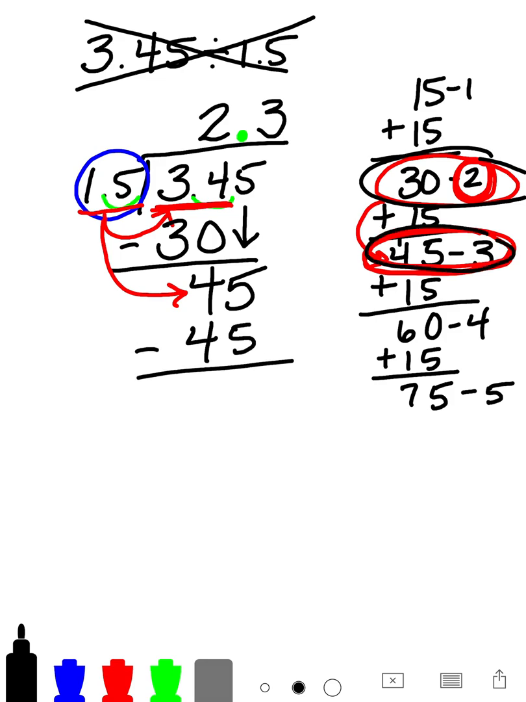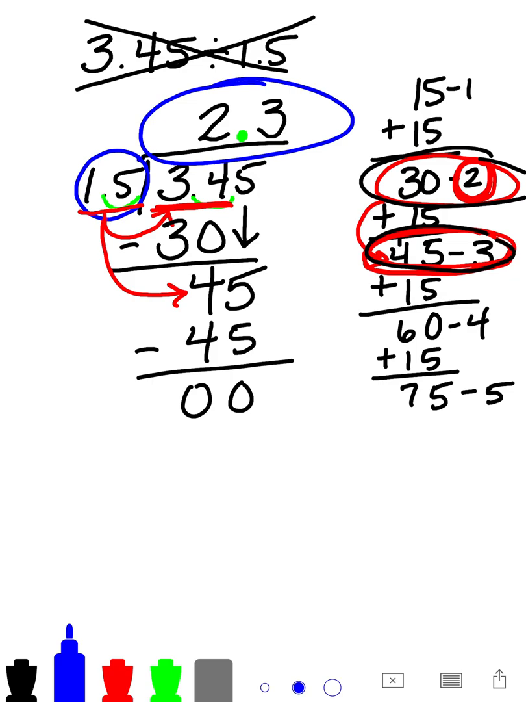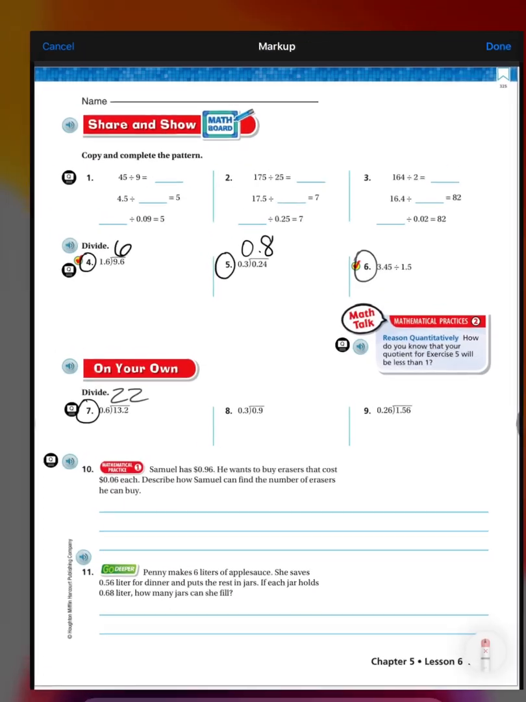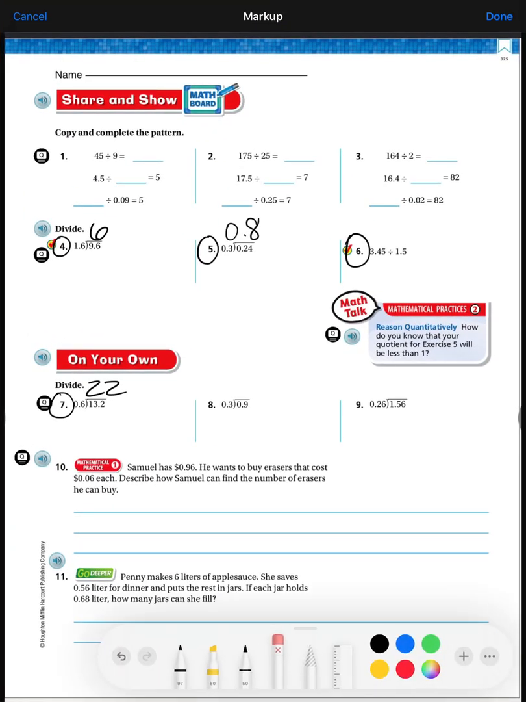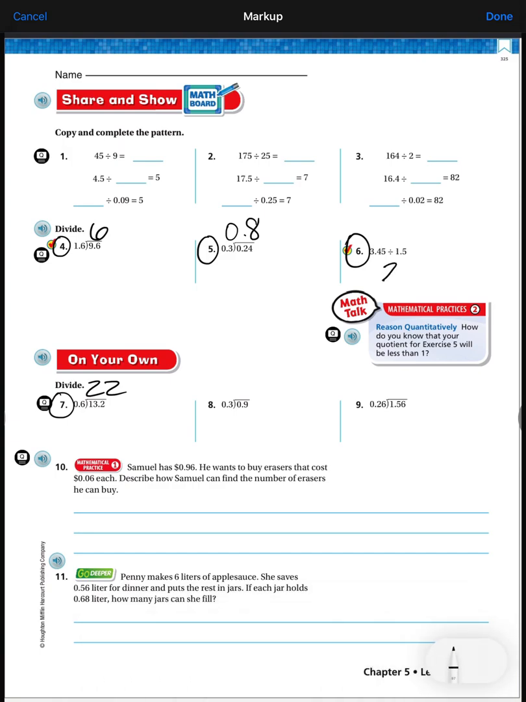And we know that because of this. 5 take away 5 is 0, 4 take away 4 is 0. We have no more numbers to bring down. We don't have a remainder, so our answer is 2.3. 2.3 is your answer. That should be what you got when you paused the video. Okay, 2.3, and this was number 6 on that page.